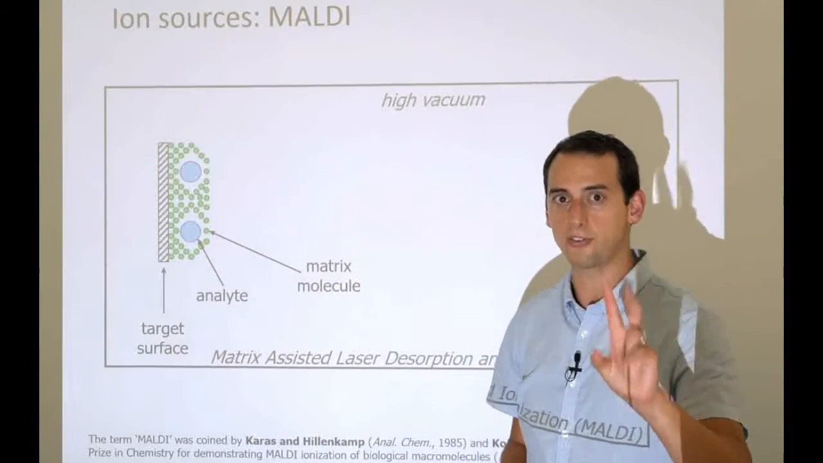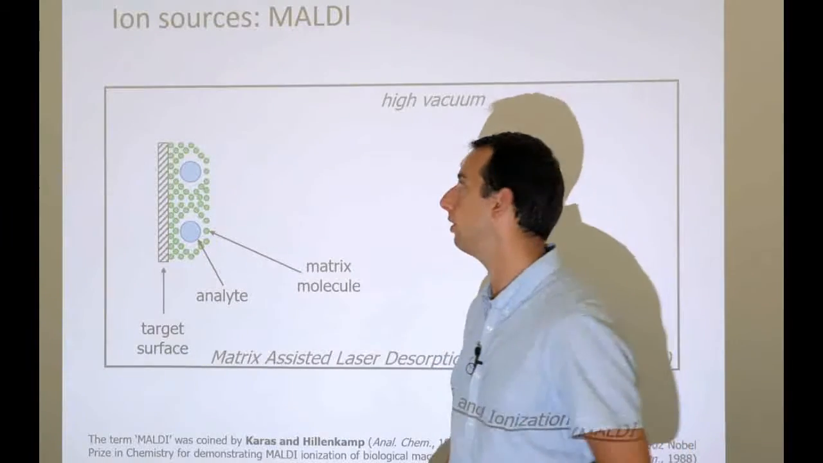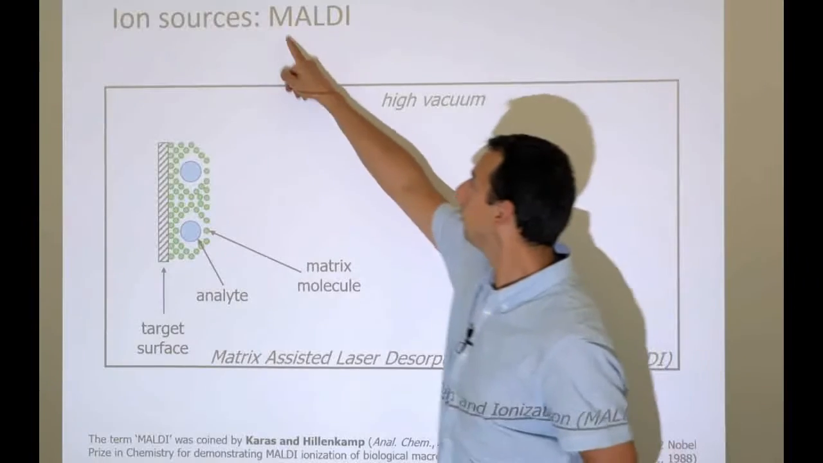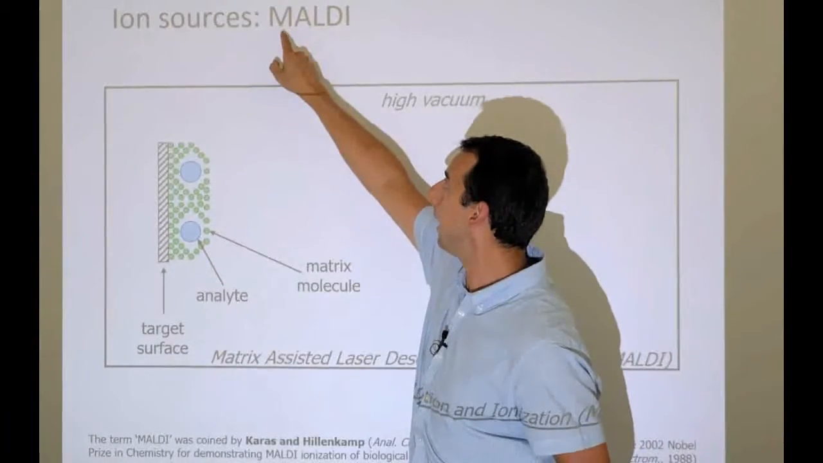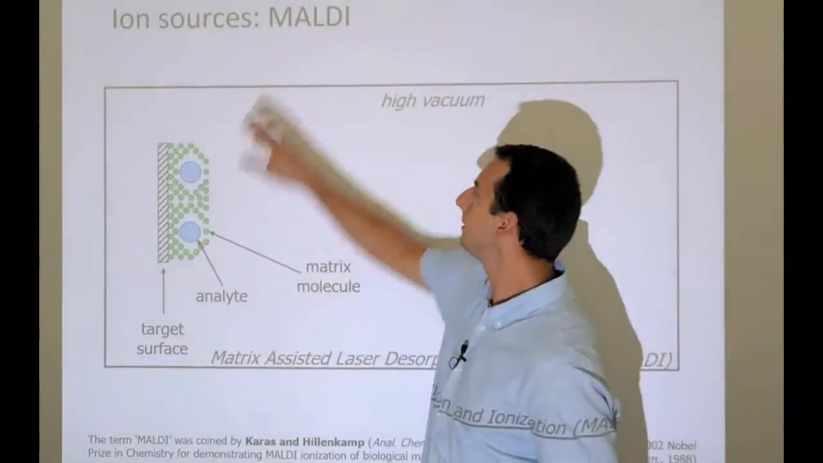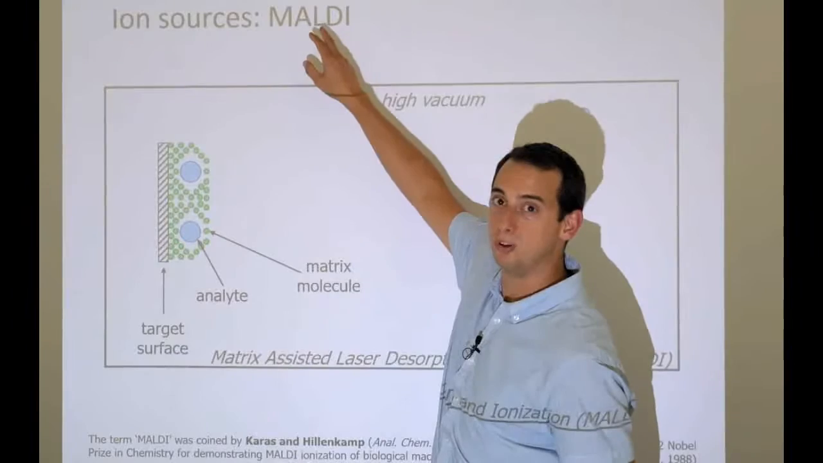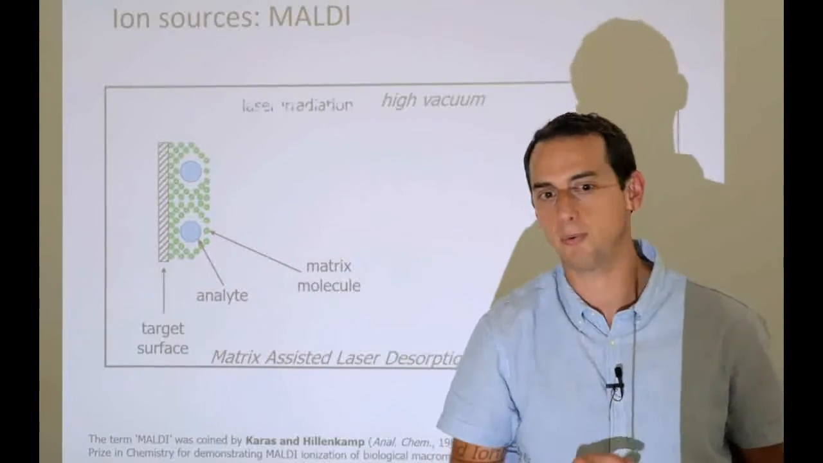So we have two tasks: how to get them in the gas phase at high vacuum, and how to get them charged. That's where the LD comes in. Just to recap, MA is matrix assisted. We have a matrix and it's going to help. Now we're going to do laser desorption. Laser is literally for the laser that we're going to use.